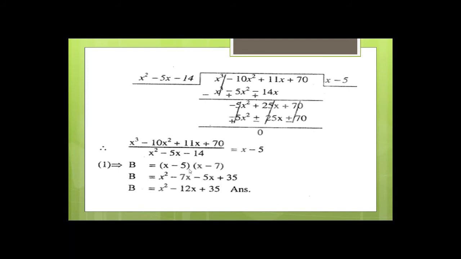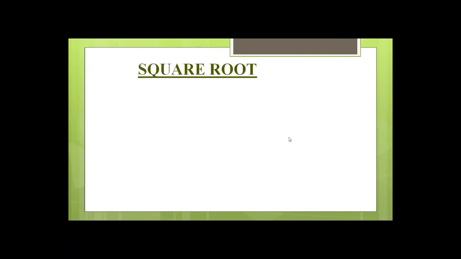So x into x is x square, x into minus 7 is minus 7x, and then minus 5 into x is minus 5x, and minus 5 into minus 7 will become plus 35. So the second polynomial is x square, then minus 7x minus 5x is minus 12x, and at last plus 35. So the answer of this question, the value of the second polynomial, is x square minus 12x plus 35.